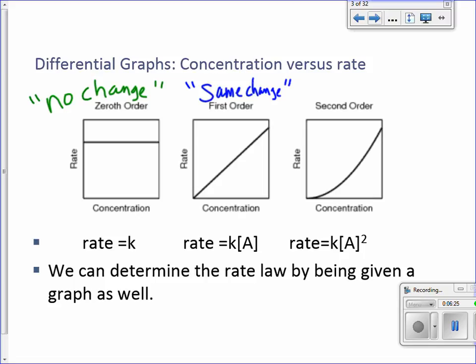And then second order is, anyone? Square of the change. Good. Square of the change.